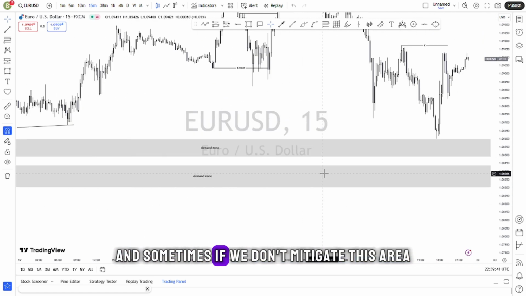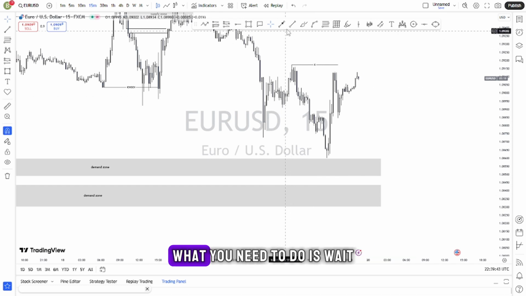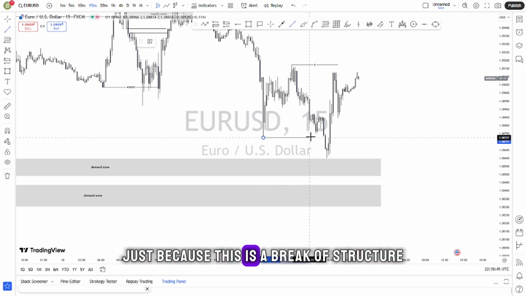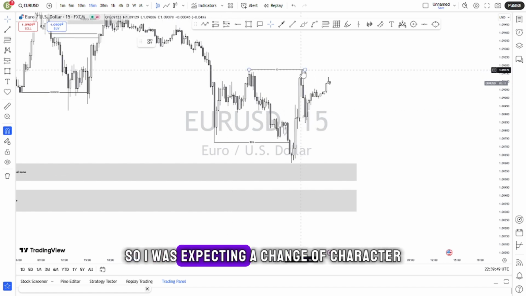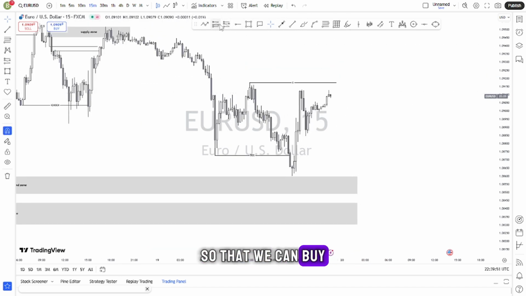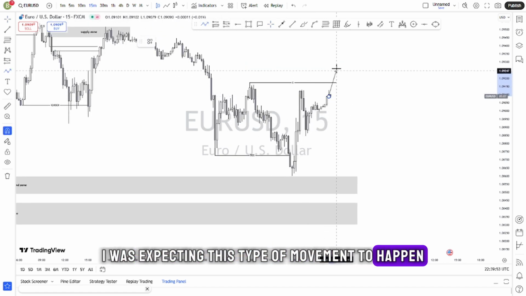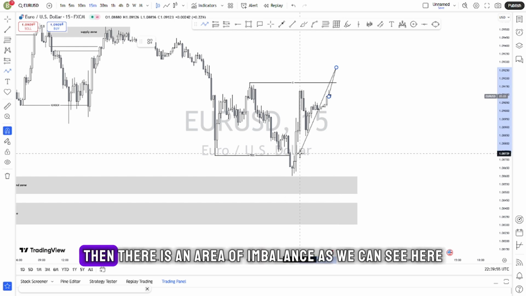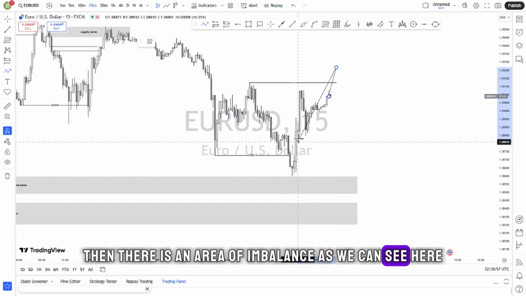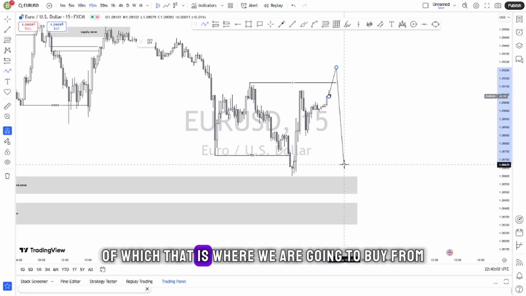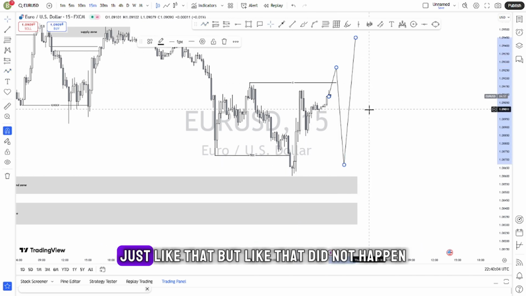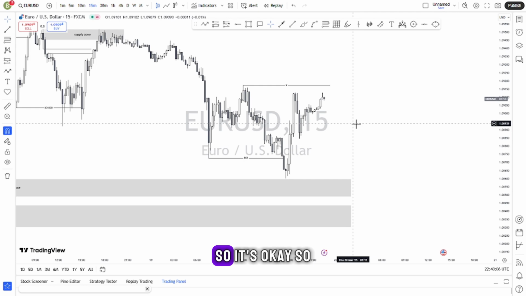And sometimes if we don't mitigate this area, what you need to do is wait, just because this is a break of structure to the downside. So I was expecting a change of character so that we can buy. I was expecting this type of movement to happen. Take out this high, then there is an area of imbalance. As we can see here, we have a gap, then we have a sell to buy candle, of which that is where we are going to buy from, just like that. But that did not happen, so it's okay.